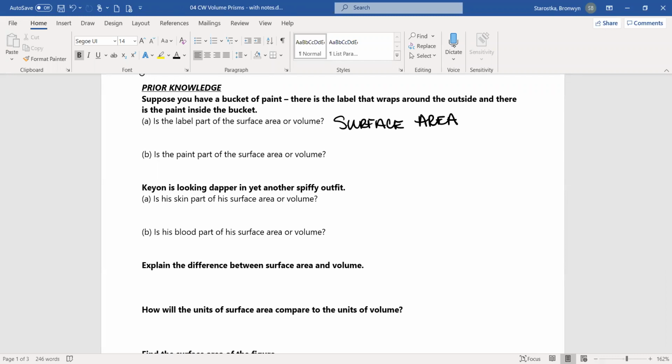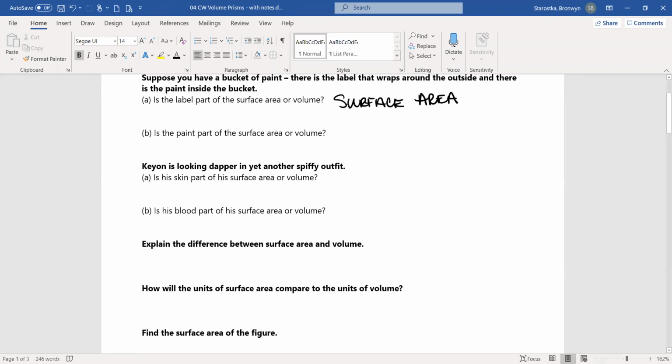And the paint, is the paint part of the surface area or the volume? Well, again, if it fills it, it's going to be volume.